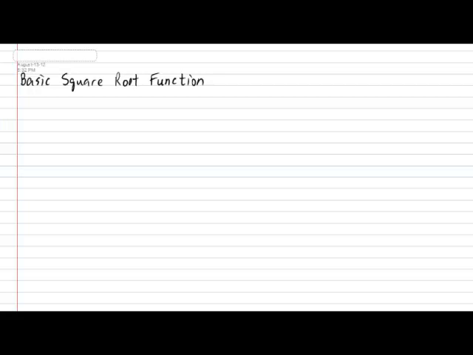Hi everyone. In today's lesson we're going to be taking a look at what the graph of a basic square root function looks like. So in your notebook, please put today's subtitle, which is Basic Square Root Function.